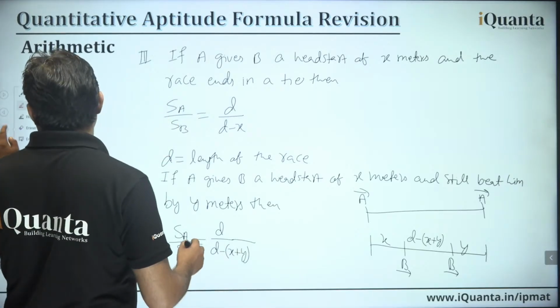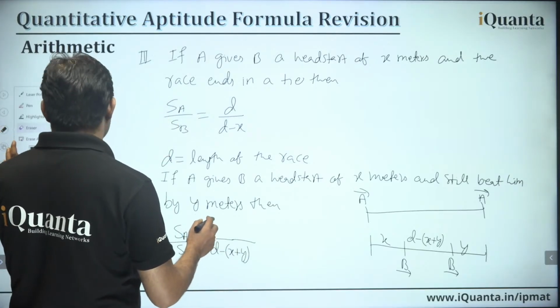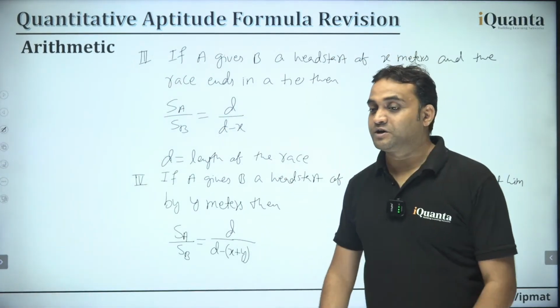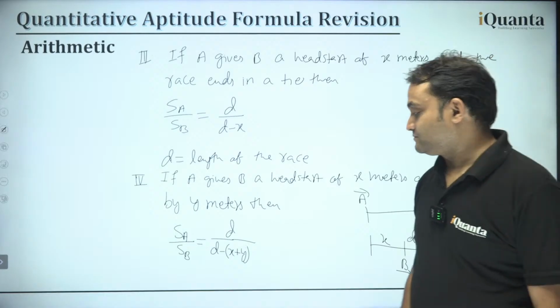This is the formula that can be directly used if you get a question like this to find the ratio of speed of A and B.